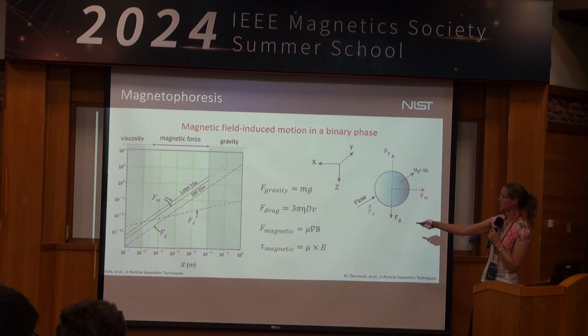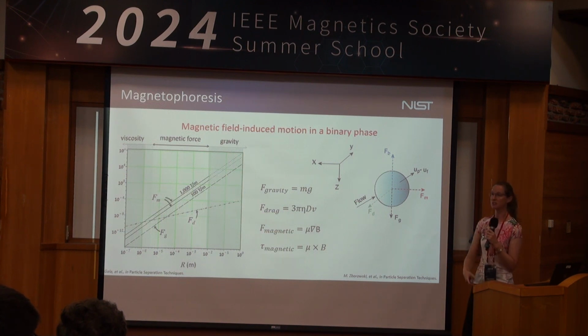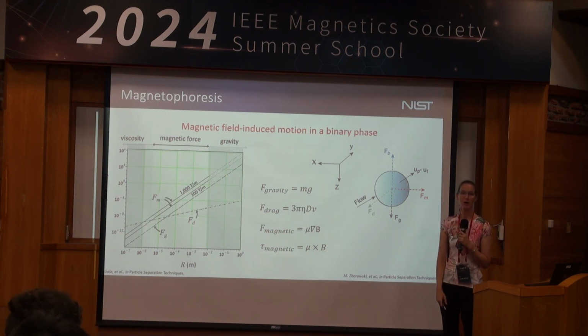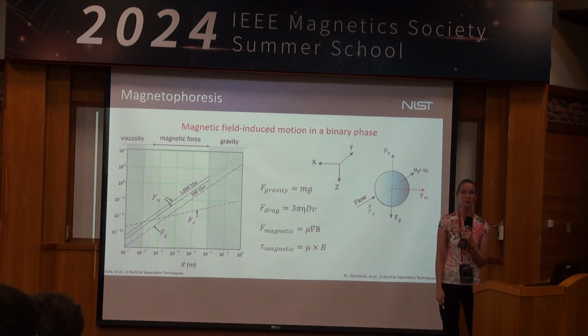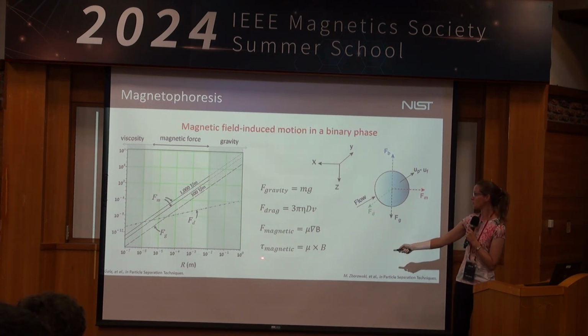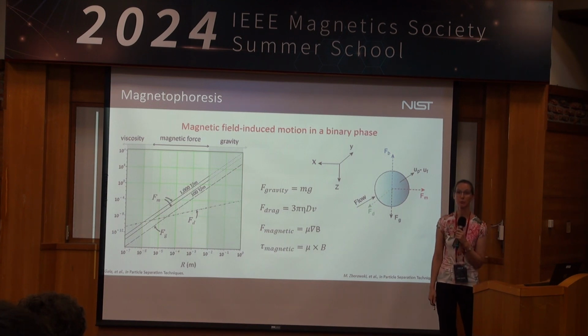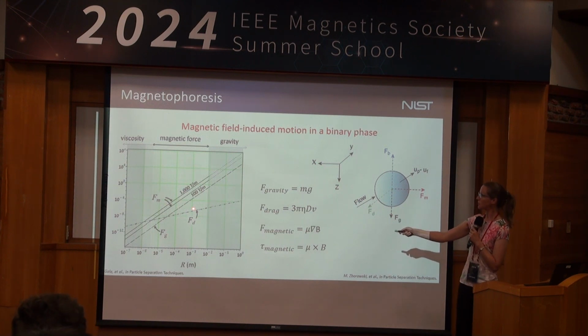Gravity we're all familiar with. Drag is proportional to your viscosity, your velocity, and the effective diameter. Whatever your particle is, you assume it's a sphere of the same volume, and that's what that diameter is. Your magnetic force is, of course, your moment times the gradient of your magnetic field. But then there's another piece of it, which is that you'll also have your torque. This force is what will translate it, but this torque, which is the magnetization across the magnetic field, is what's going to enable rotation. Both of those come into play. So the size range that you're working at really depends on where your magnetic force is going to dominate.